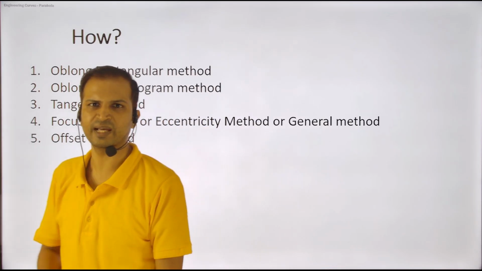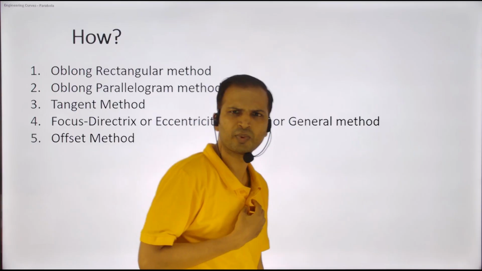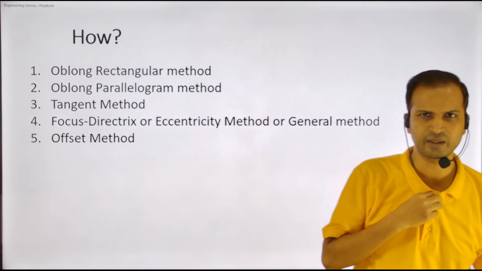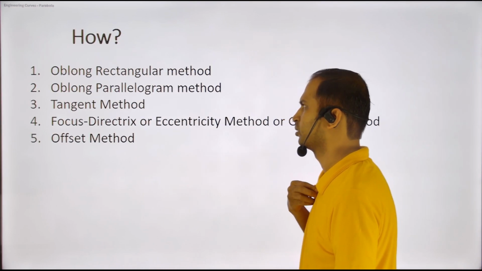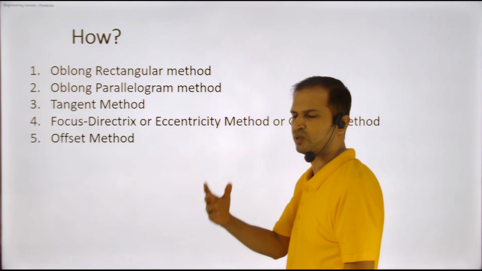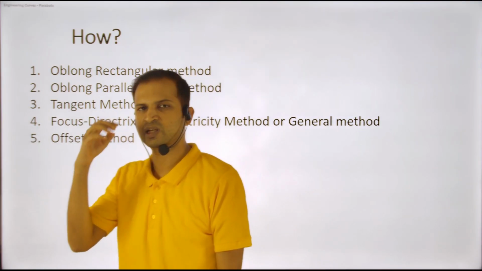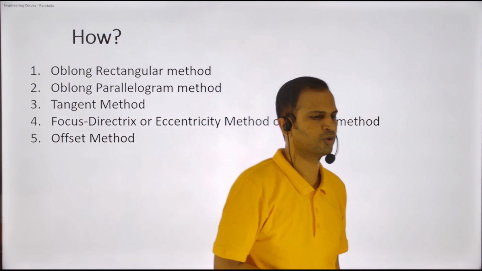To draw normal and tangent. I think we did normal and tangent in ellipse. We did not do that. Okay, fine. When we do the tangent and normal process, at that time we will do the process for tangent and normal also.